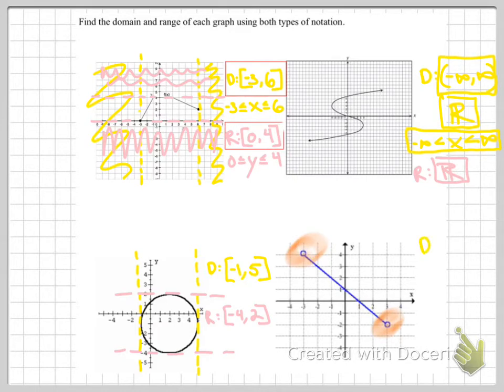So domain, fence it off. Fence through a hollow dot. Fence through another hollow dot. Smallest x value to largest x value. Hollow dot is a parenthesis, hollow dot is a parenthesis.